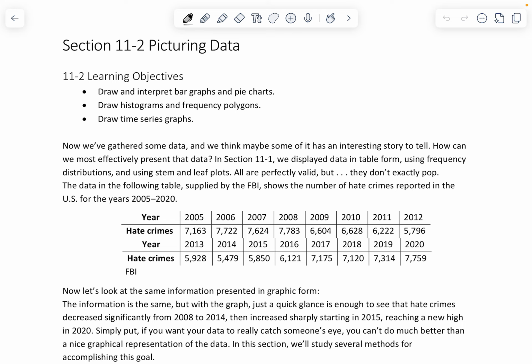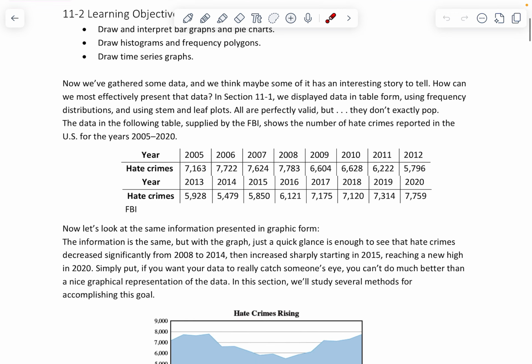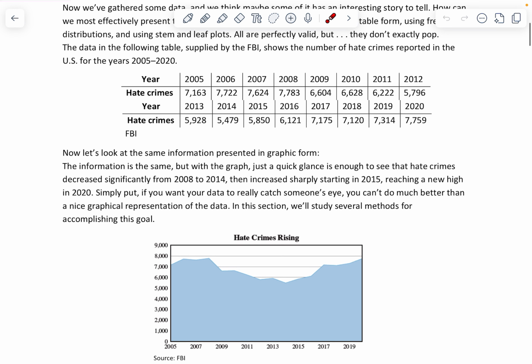The data in the following table, supplied by the FBI, shows the number of hate crimes reported in the U.S. for the years 2005 to 2020. Okay. So here's a table of our data. Now, let's look at the same information presented in graphic form. So in my graph, I have the year along the horizontal axis, and then the number of hate crimes along the vertical axis. And you just plot your data, right?